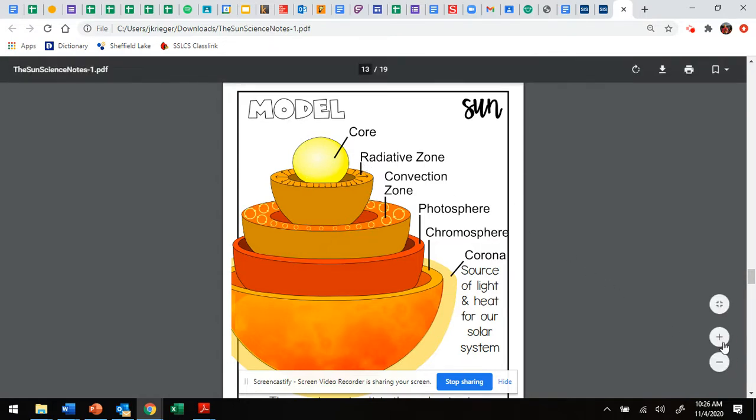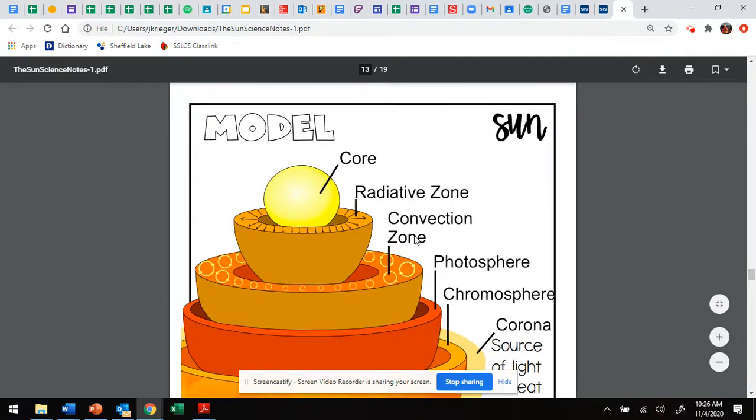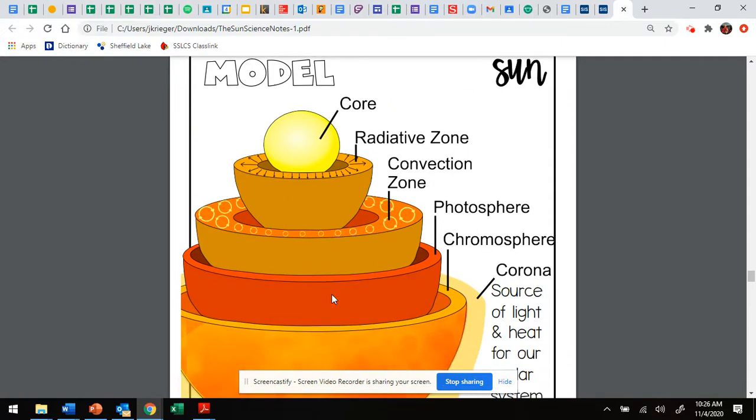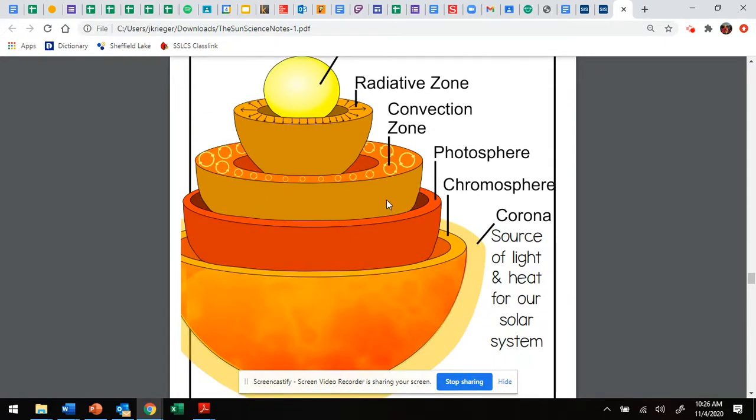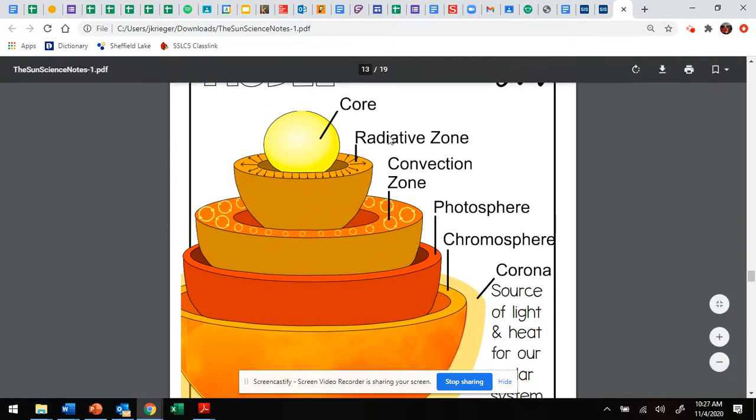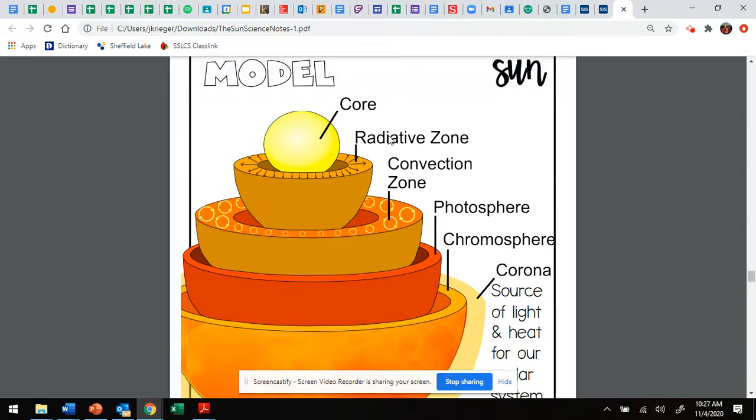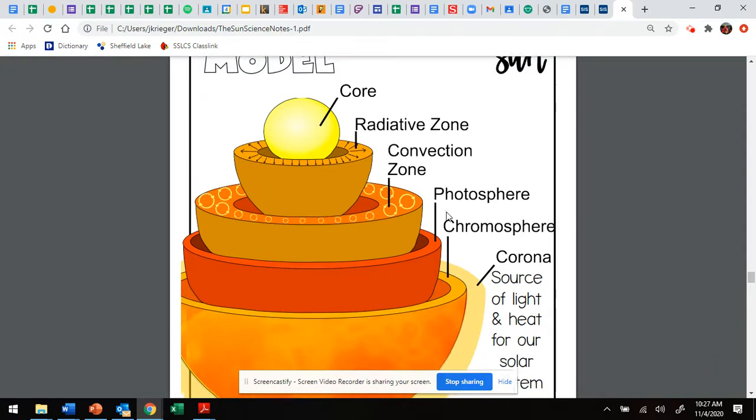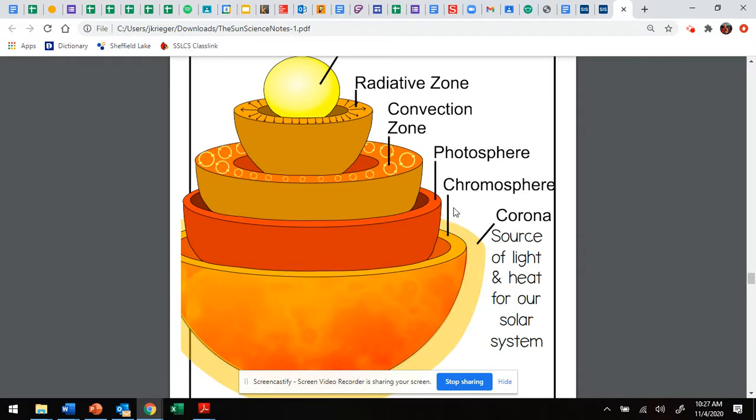Following the radiative zone is convection zone. Convection zone. So core, radiative zone, convection zone. Now we're getting farther out here in the sun, and this is called the photosphere. So far, core, radiative zone, convection zone, photosphere. Big words, huh?